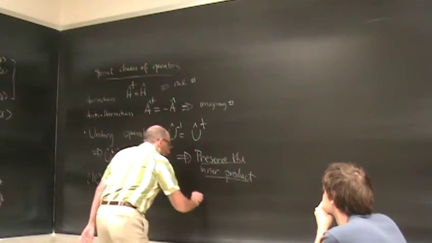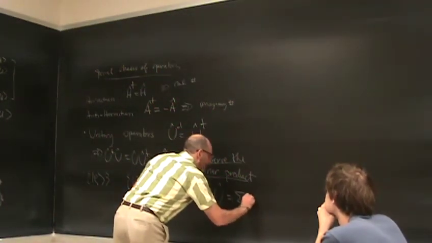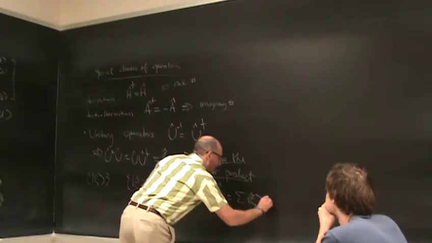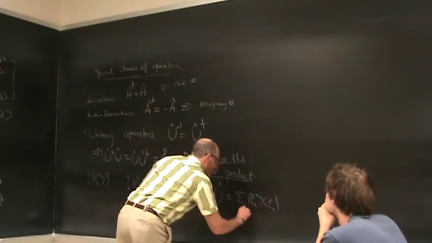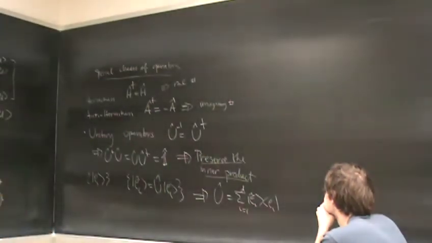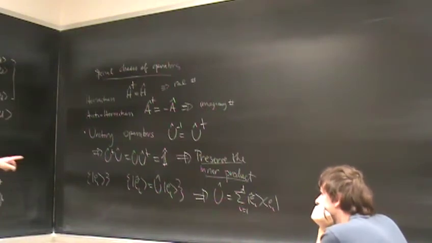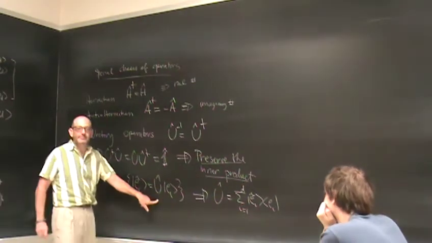So I can write U, if I like, as a transition operator that takes this basis vector to that basis vector. You can think about E tilde as the image of the vector under the map. Okay?